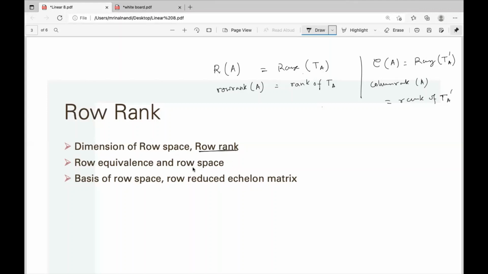Now, an interesting and important thing is, if you have two different matrices and they are row equivalent, and we know row equivalence is an equivalence relation. So if A is row equivalent to B, and B is row equivalent to C, then A is equivalent to C. If A is equivalent to B, then B is also equivalent to A, and A is equivalent to A. So now you can easily see that the row space of A is the same as the row space of B.